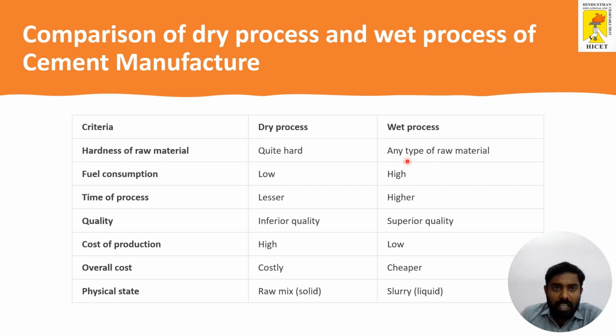The comparison of the wet process and the dry process includes the hardness of the raw material. The dry process suits quite hard raw material, while the wet process may use any type of raw material. For fuel consumption, the dry process is low and the wet process is high.